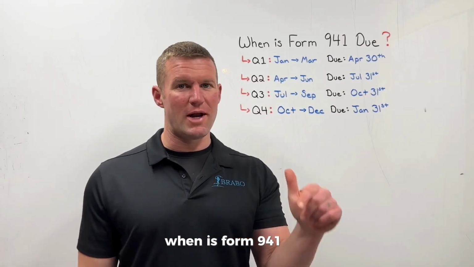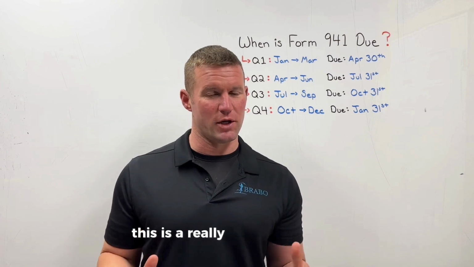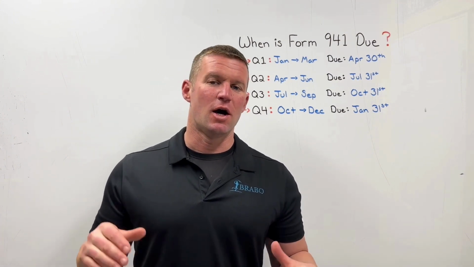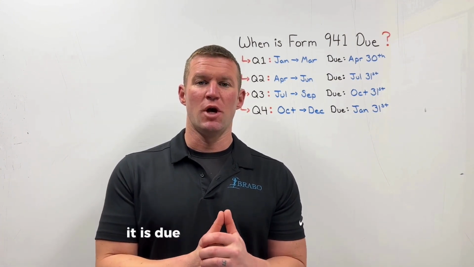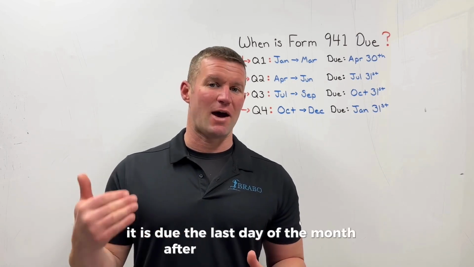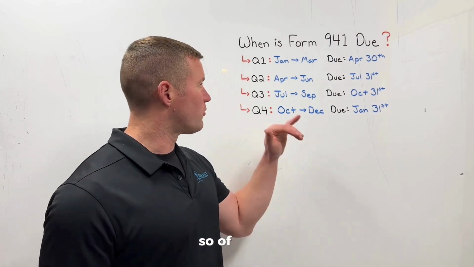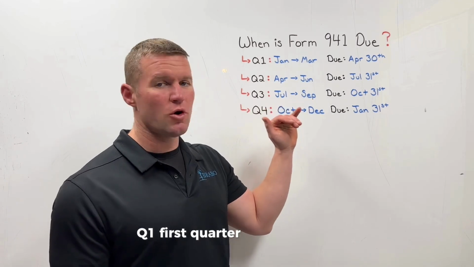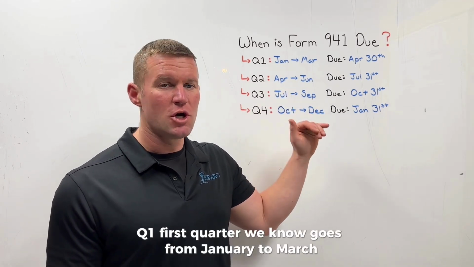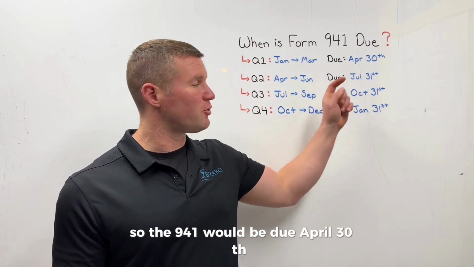When is Form 941 due, right? This is a really, really easy one to answer. Simply put, it is due the last day of the month after that quarter ends. So of course, Q1, first quarter, we know goes from January to March. So the 941 would be due April 30th, right?